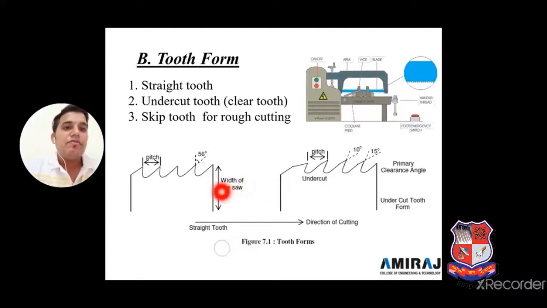Form we have to learn means here we are providing some pitch with the clearance, and here we are not providing any pitch with the clearance. So here the rake angle is very high and here the rake angle is very small. So we are providing undercut with the primary clearance angle, because this is very effective for the operation purpose. Okay, so this tooth form is very important.